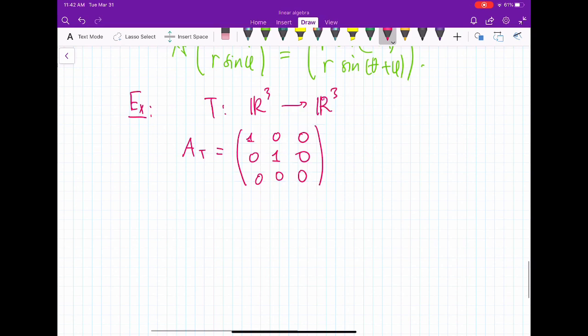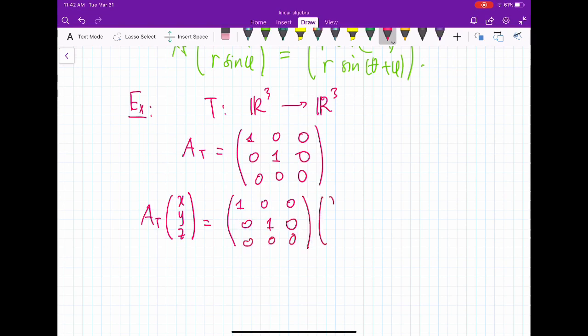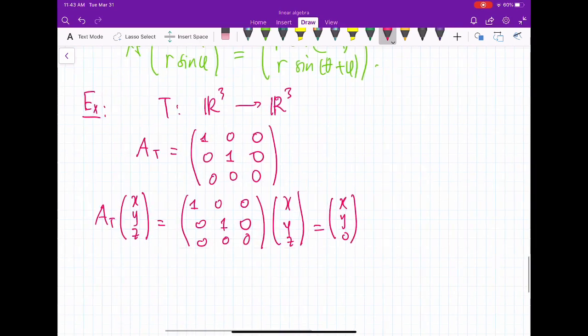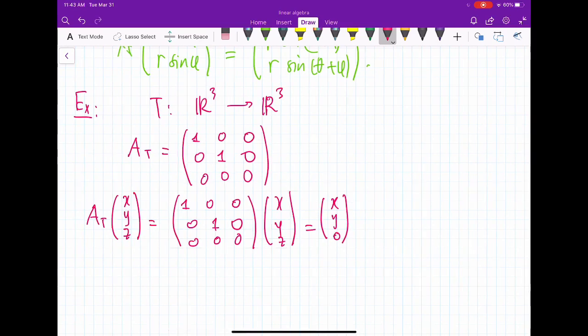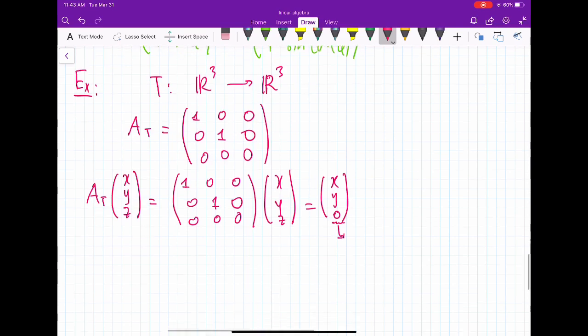So if you apply A_T to some vector, or some point (x, y, z), you have [[1, 0, 0], [0, 1, 0], [0, 0, 0]] times (x, y, z), and that is just (x, y, 0). So basically, you project the point (x, y, z) onto the xy plane, right? Because the z coordinate of the image is just 0. That is the point on the xy plane. Make sense?